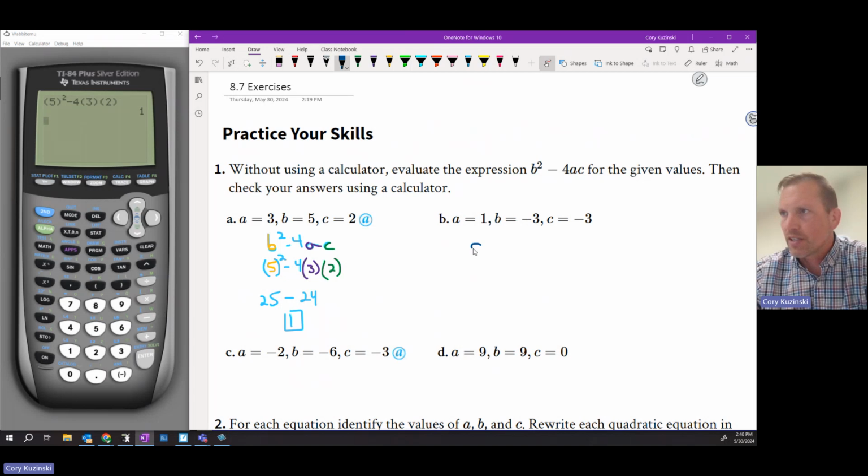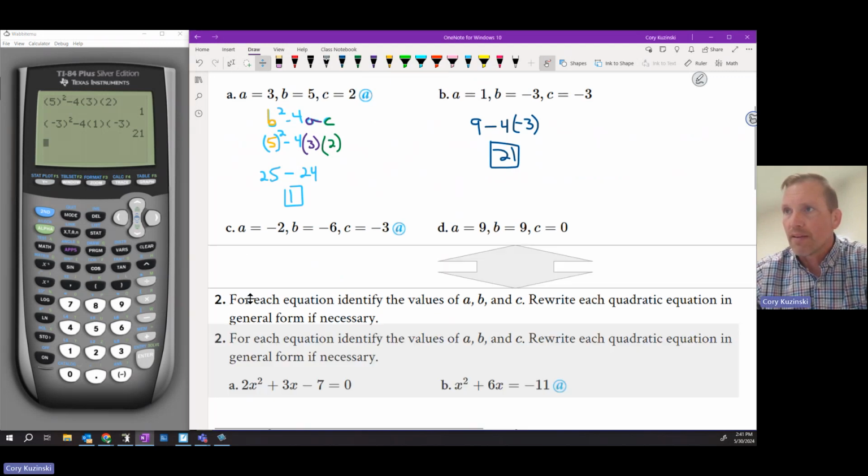So let's do b squared. Negative 3 times negative 3 is 9. Minus 4 times a times c. Let's see. A is 1, C is negative 3. 1 times negative 3 is negative 3. So this is really 9 minus negative 12, which is 9 plus 12, which is 21. Let's check it. B squared minus 4 times a times c. Got it. 21.